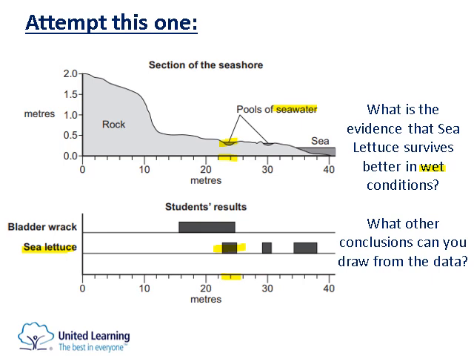What I would like you to do using that example is to suggest what other evidence is there that sea lettuce survives better in wet conditions, using specific labels from the graph like I just did. And then also tell me what other conclusions can you draw from the data in terms of the bladderwrack as well.